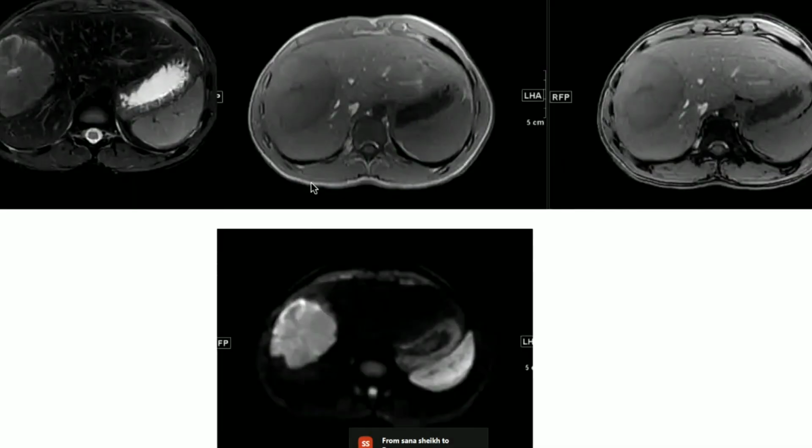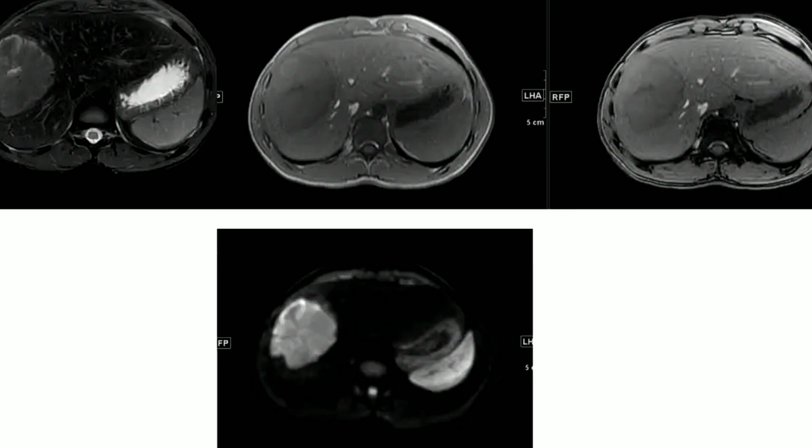This is your MRI. So, yes, ma'am. I've been provided with the 4 axial images of MRI abdomen. The first is a T2 axial image, the second is T1, the third one is also T1, and the last is DWI.